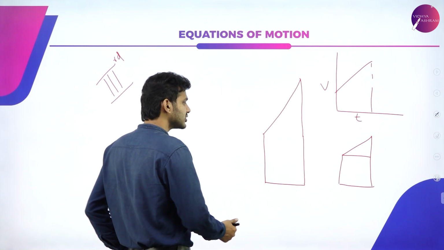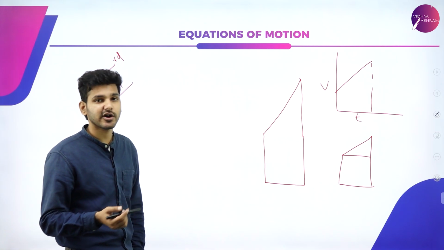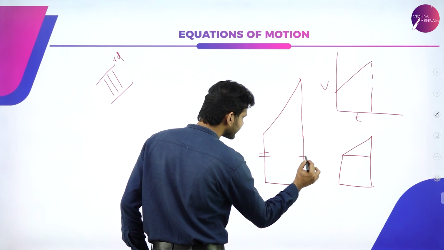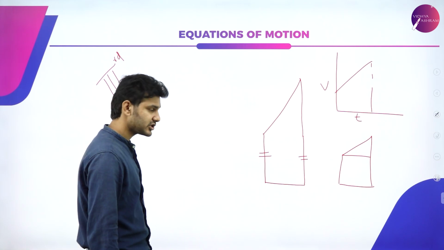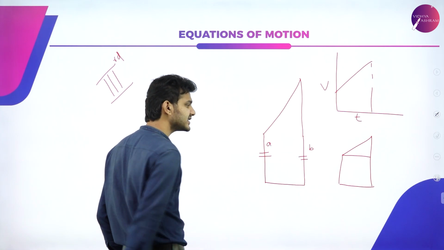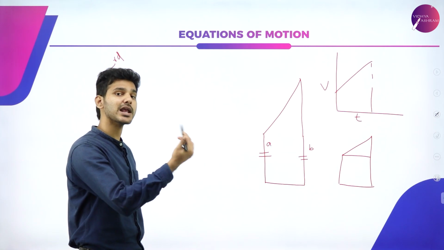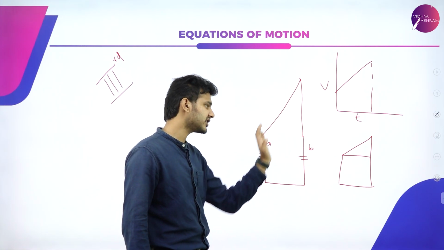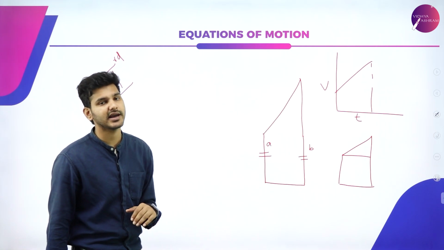But yeah, so how do we find out the area of this particular trapezoid? The area of this particular trapezoid is found out by a simple method. There are two sides, let's say A and B, and they are parallel to each other. So these are two parallel lines. One is a bit longer, one is a bit shorter, but they are parallel lines.